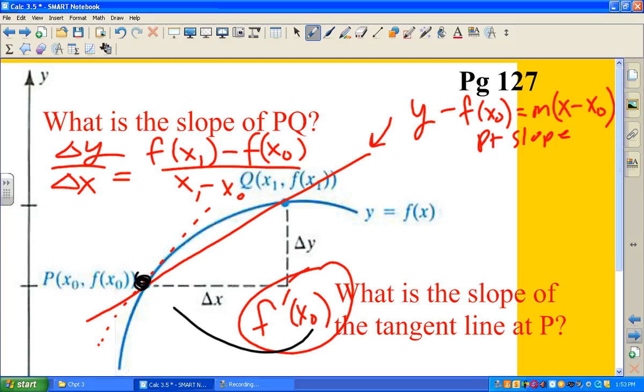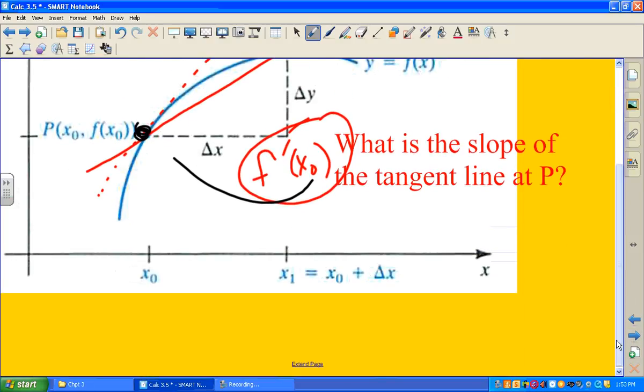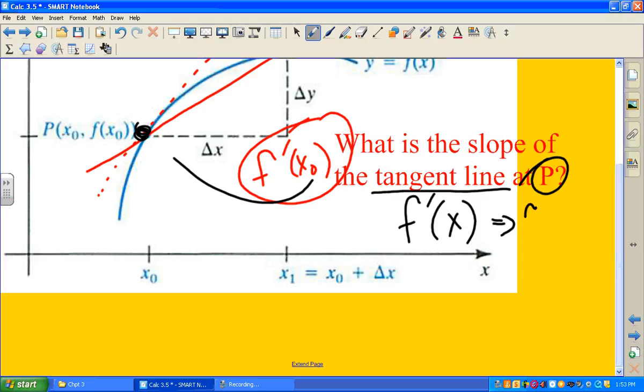Yeah, the slope of the tangent line is the derivative. Because the slope of any tangent line is the derivative when you put in a number. Okay? The slope of a tangent line. Tangent line means instantaneous rate of change. When it's set at P, that means you put in the x value.